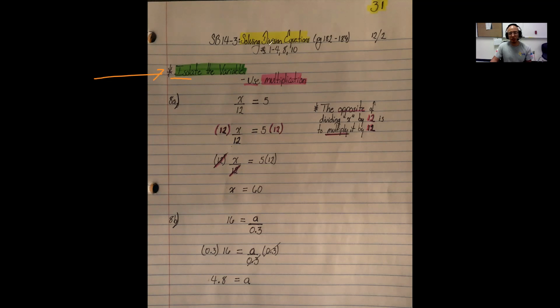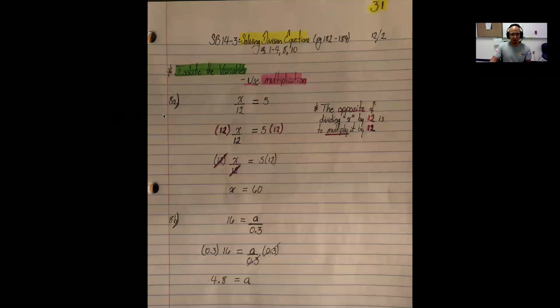Now, today, since we're working with division equations, we're going to use the opposite of division to isolate the variable. So we're going to be using multiplication. Remember that multiplication and division are two sides of the same coin. To get rid of multiplication, we divide. To get rid of division, we multiply. All right. So with that in mind, let's jump straight into our textbook.